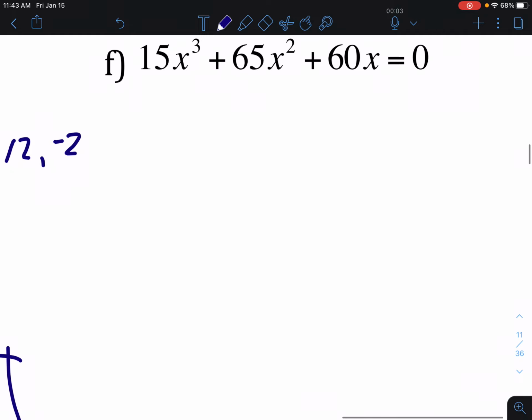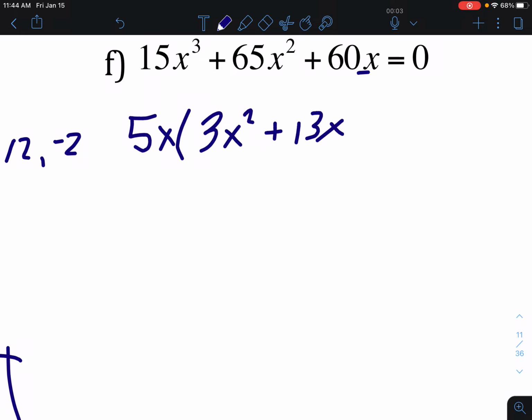Okay, letter F is set equal to 0. Do I have a GCF? Yes. What is it? Nope, not 15. It is 5. 15 doesn't go into 65, so it's just a 5 here. It's actually 5x. All of them have x. You go with the smallest one. So I divide by 5x to have 3x to the second plus 13x plus 4.